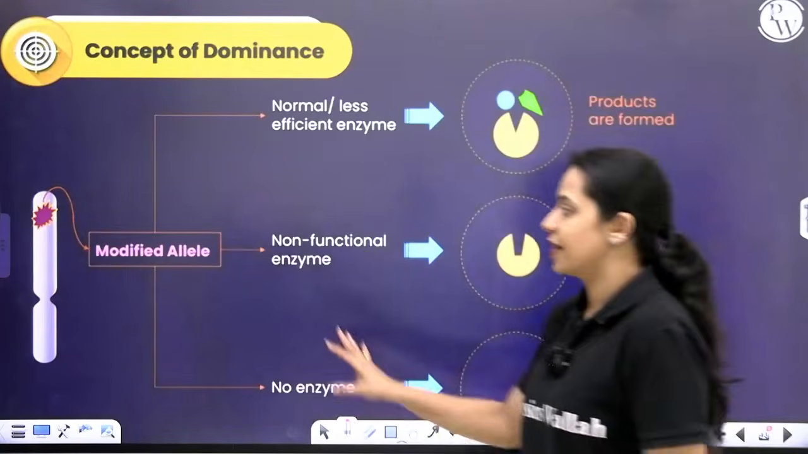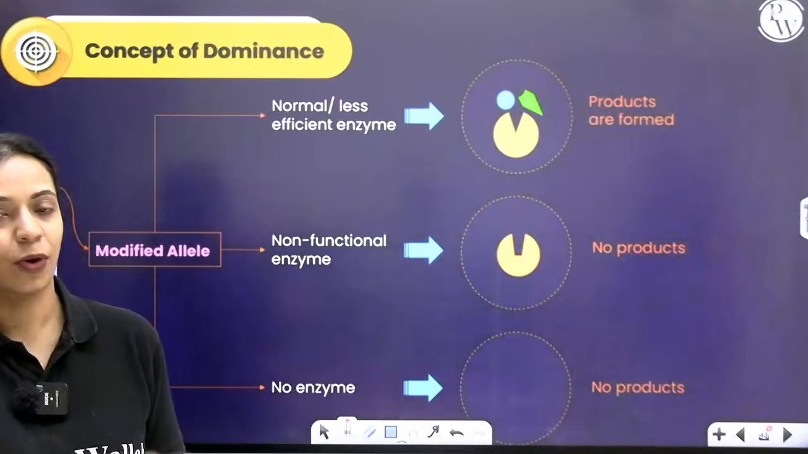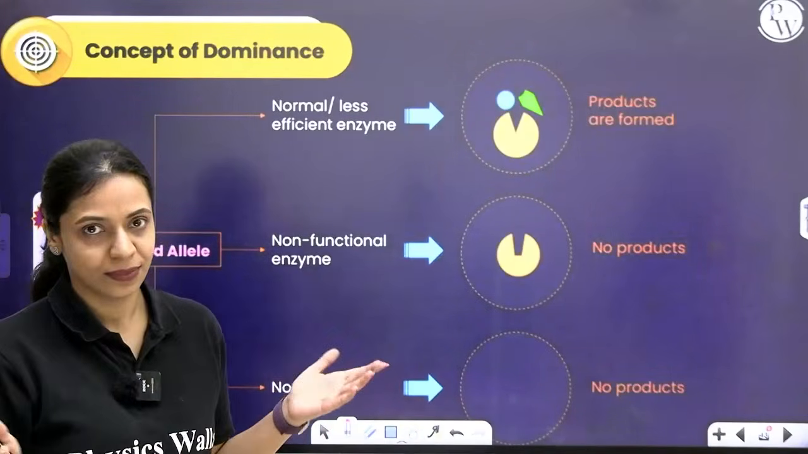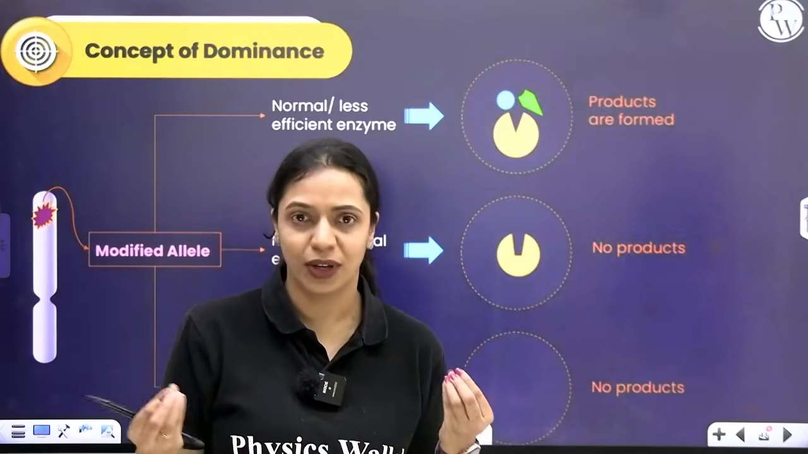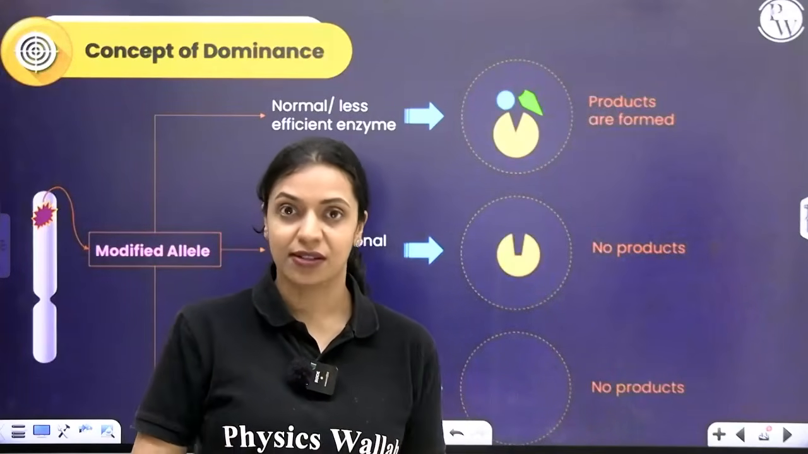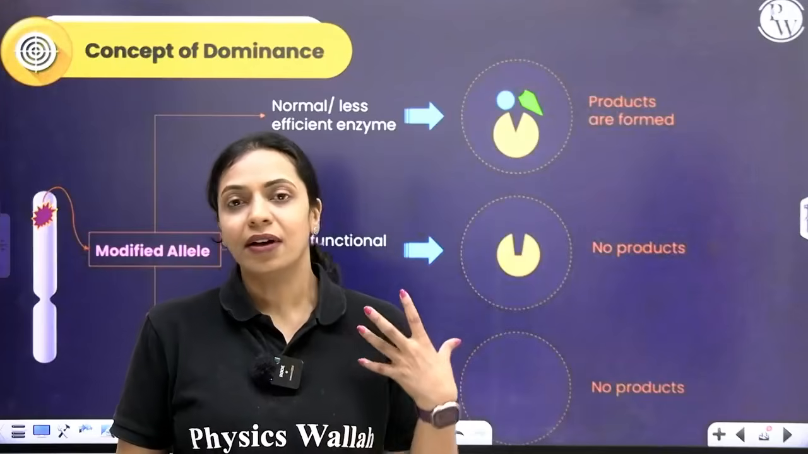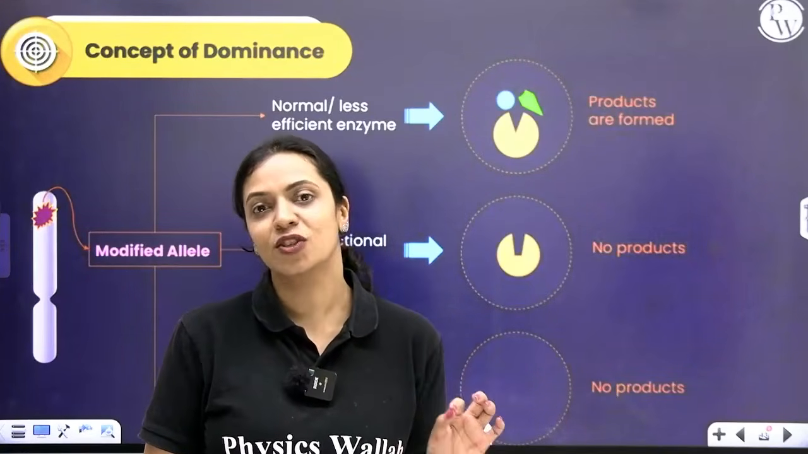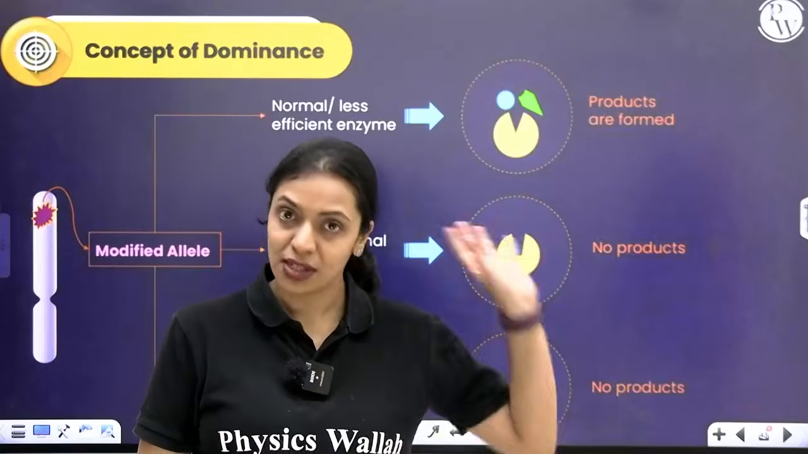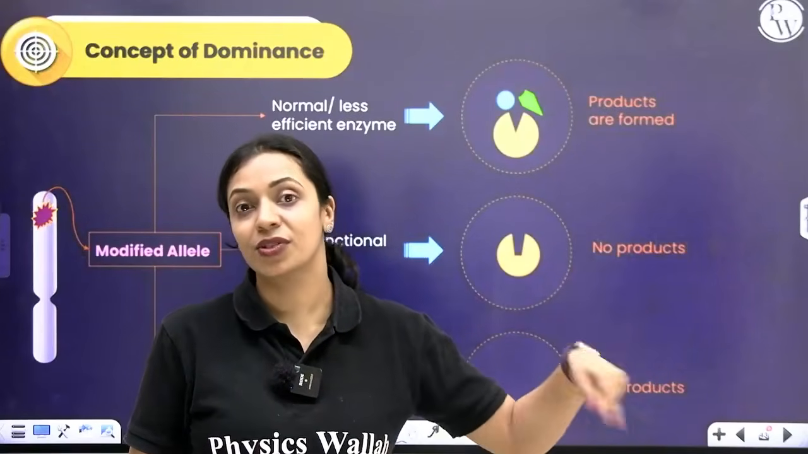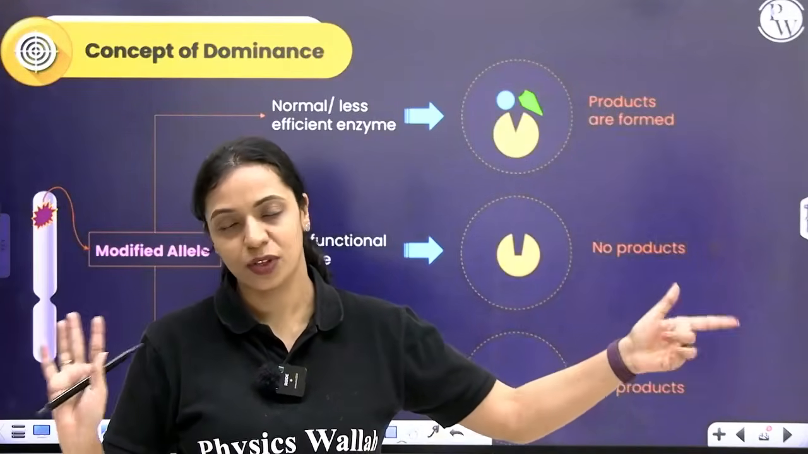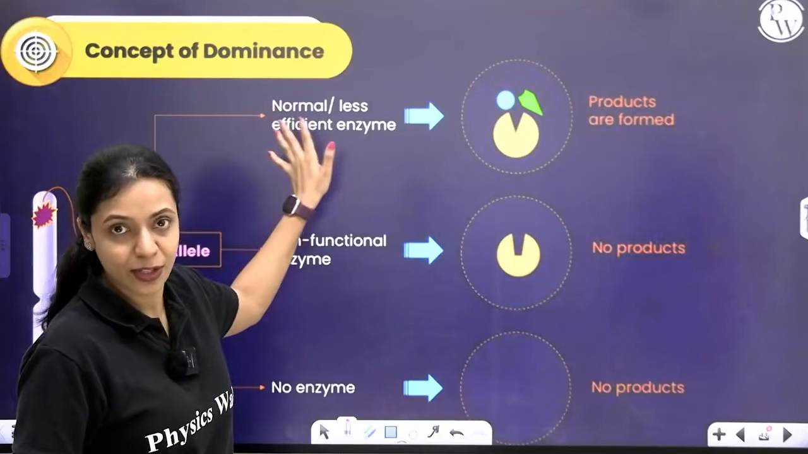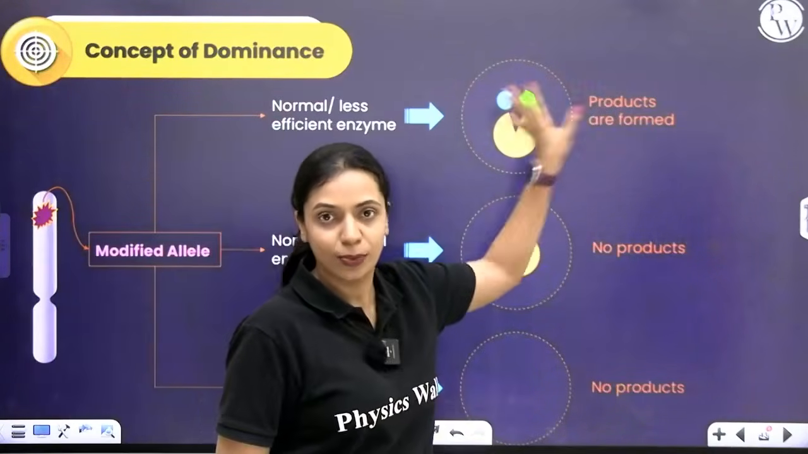Now when the enzyme is modified or mutated, there are three possibilities. Firstly, the enzyme could be normal even after modification, because the mutation is not very major, it is a trivial mutation. The enzyme produced could be normal, or there is a small change such that the enzyme produces products, but the products are not produced at the same rate as the normal enzyme. So that is one possibility. So a normal or less efficient enzyme is produced, and this will continue to produce the products.